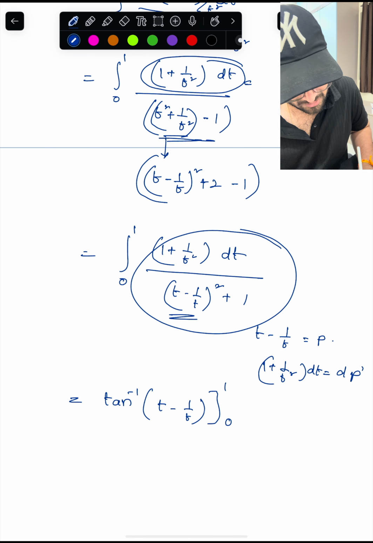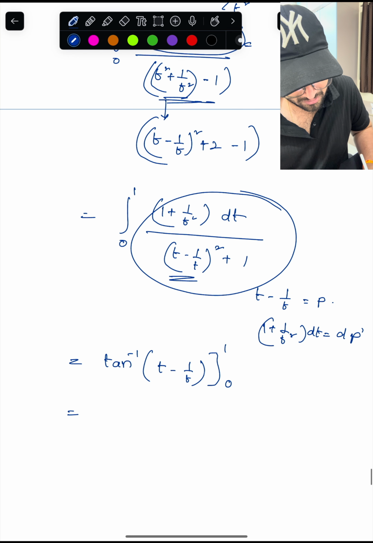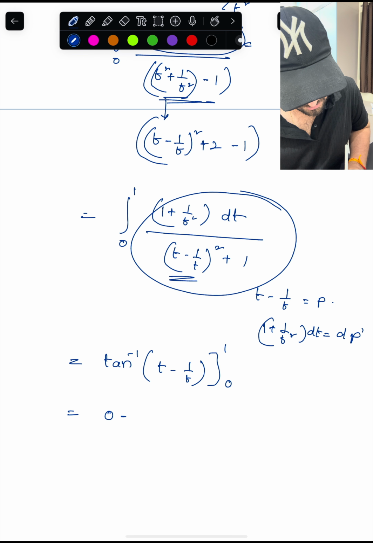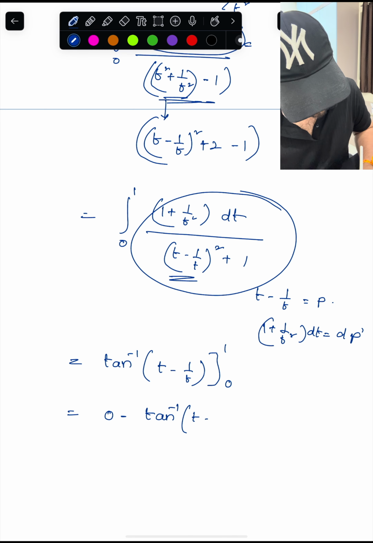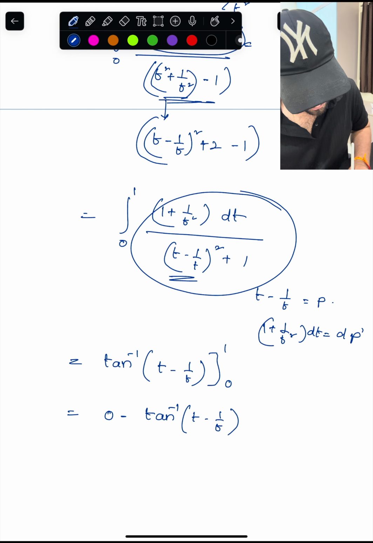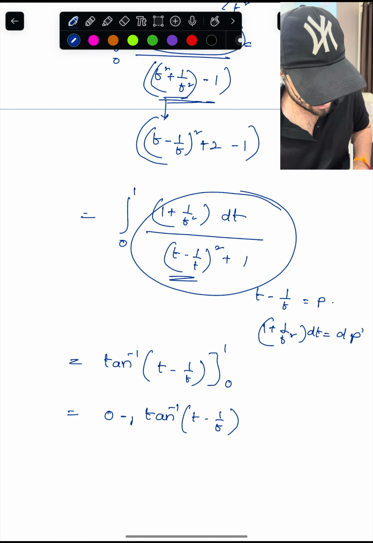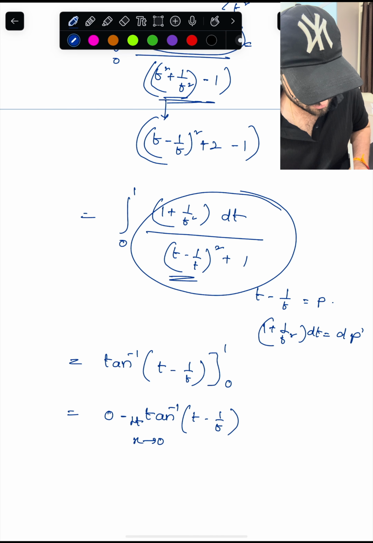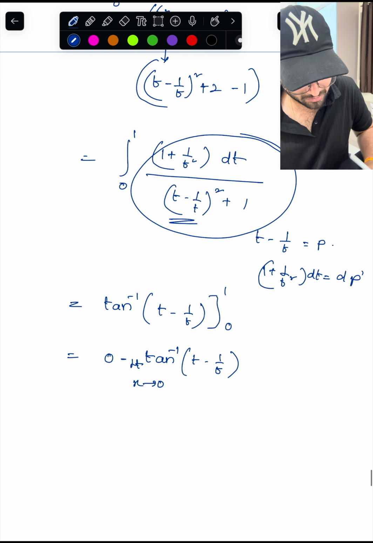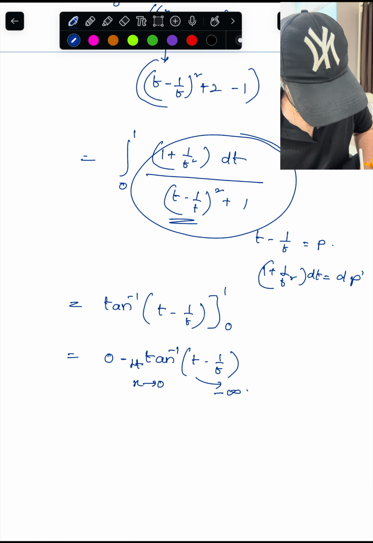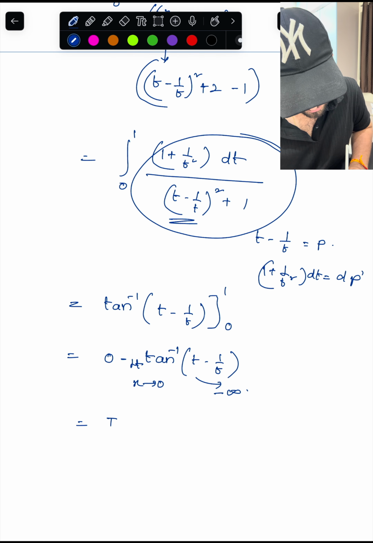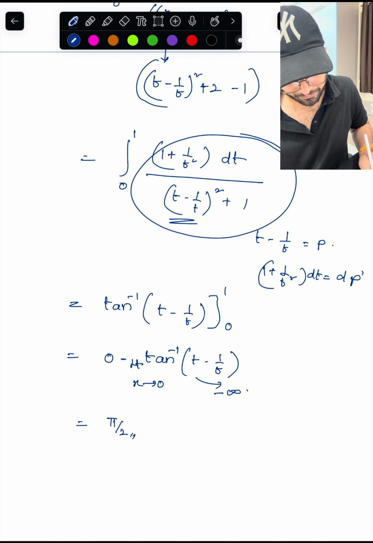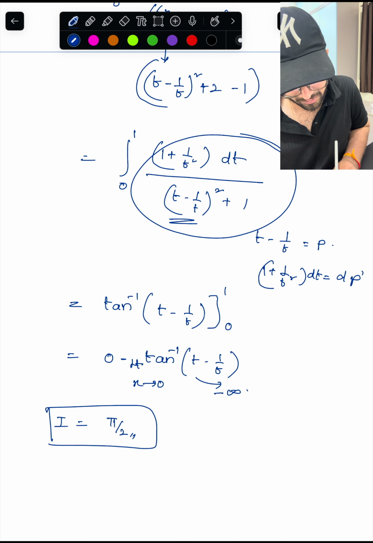That means tan inverse of t minus 1 by t. Now substitute the limits 0 to 1. If I substitute 1, I will be getting tan inverse of 0, minus tan inverse of t minus 1 by t at 0. Directly we can't substitute 0, so we apply the limit. Here it goes to minus infinity, so it is minus pi by 2. Minus of minus pi by 2, you will be getting pi by 2. So our integration value is pi by 2.